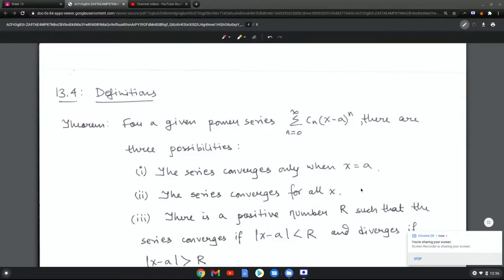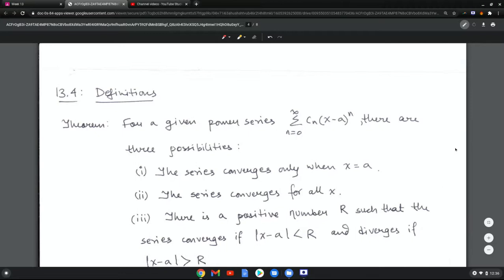So far, we saw the general definition of a power series. Using some examples, we saw that they converge or diverge for various values of x, which could be no values, which could be all values, or restricted values.